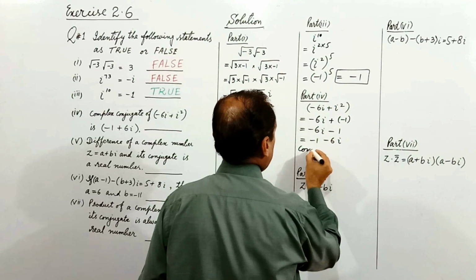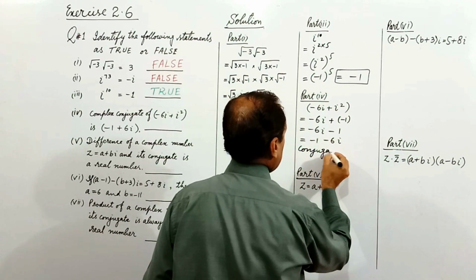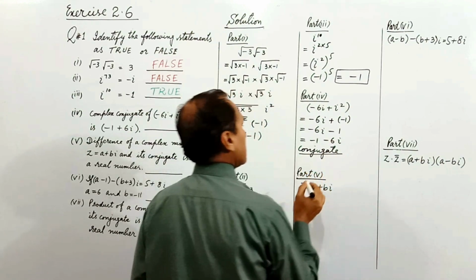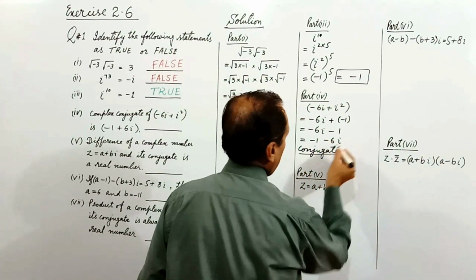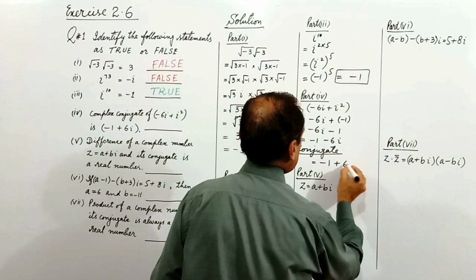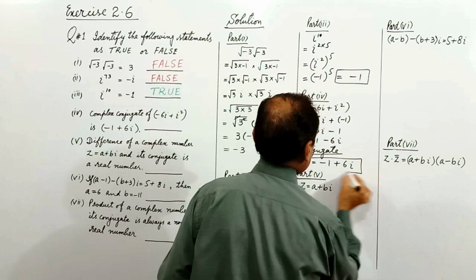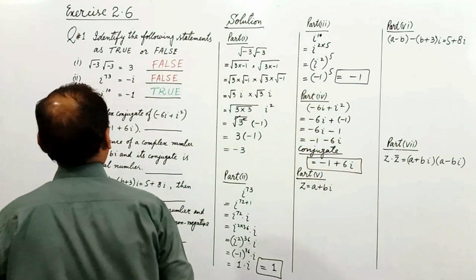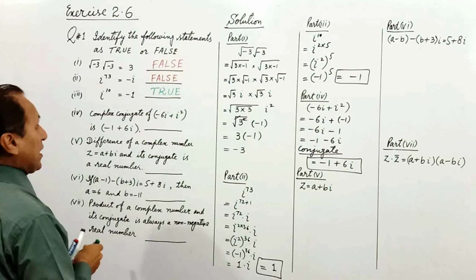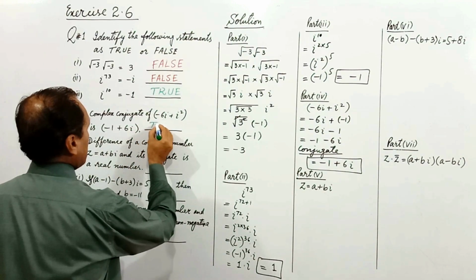And what is its conjugate? It's simple. The conjugate is obtained by changing the sign of the iota. So we have minus 1 plus 6 iota, and that is the same value as in the fourth statement. Hence, what we write over here is a true statement.